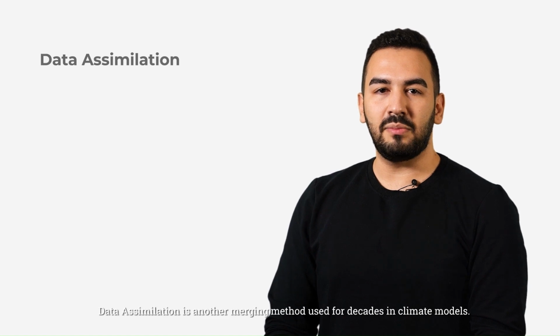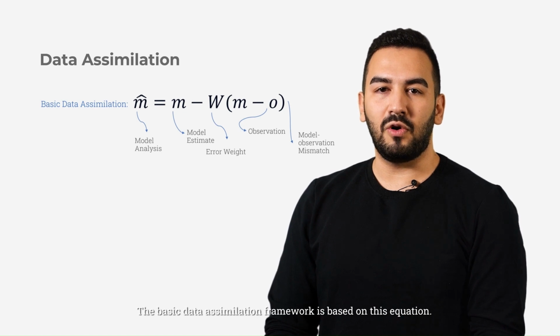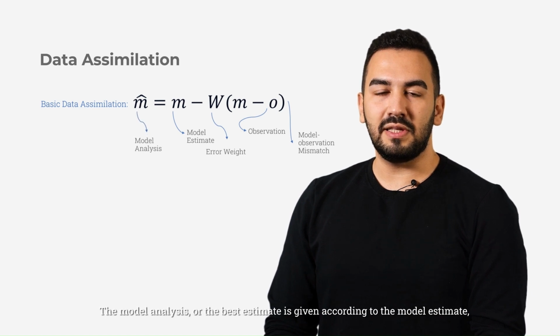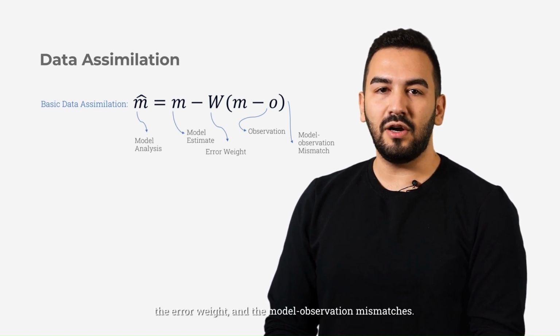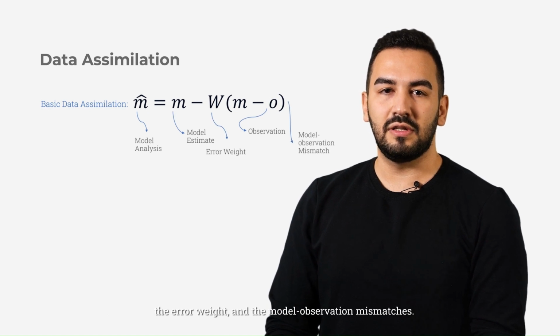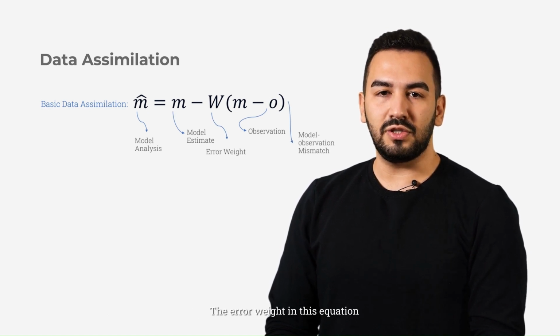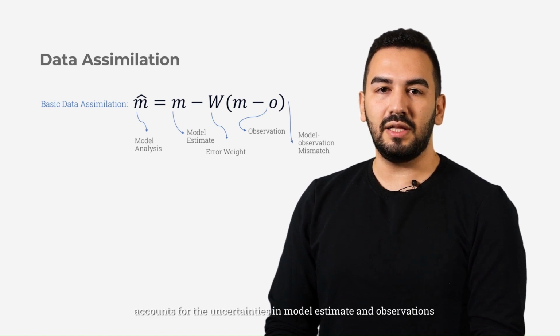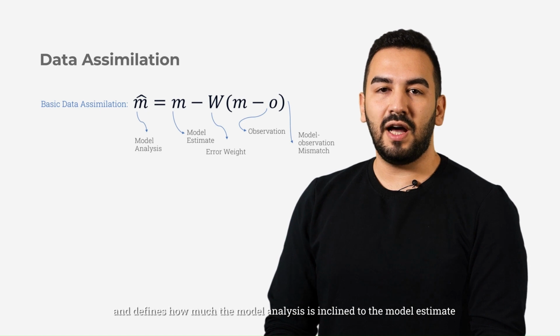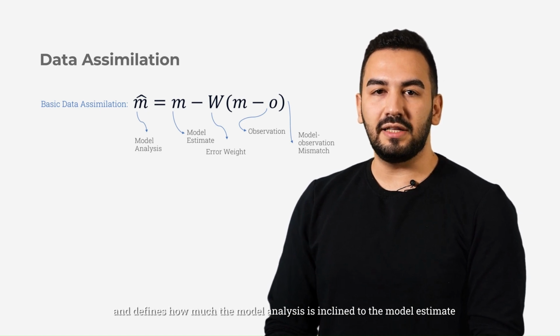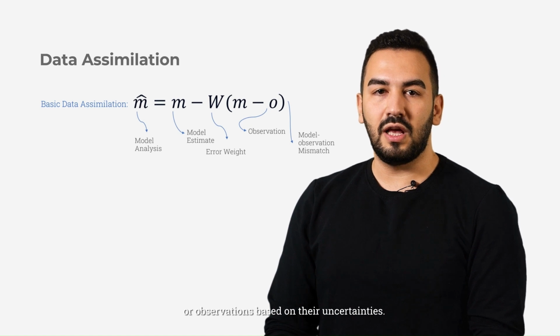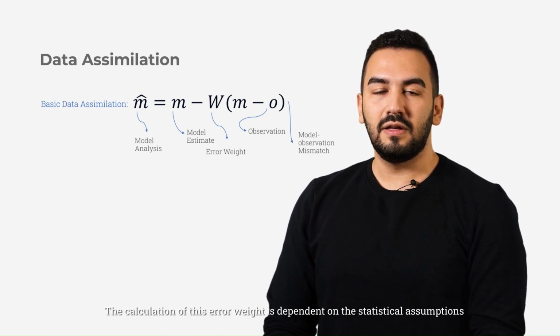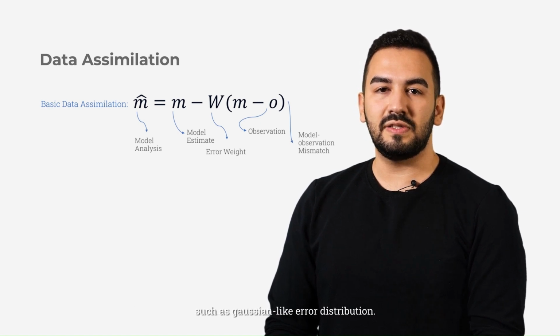Data assimilation is another merging method used for decades in climate models. The basic data assimilation framework is based on this equation. The model analysis or the best estimate is given according to the model estimate, the error weight, and the model observation mismatches. The error weight in this equation accounts for the uncertainties in model estimate and observations and defines how much the model analysis is inclined to the model estimate or observations based on their uncertainties. The calculation of this error weight is dependent on the statistical assumptions, such as Gaussian-like error distribution.